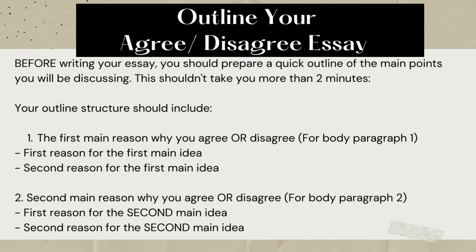As I mentioned earlier, your outline should not take you more than 2 minutes. And the structure should look something like this. You should write about 2 to 3 main points about your first main reason of why you agree or disagree, and then you should write the first reason that you are going to discuss for the first main idea in the first body paragraph, and as well as the second reason for the first main idea.